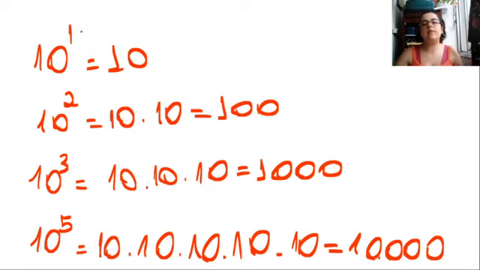Now, 10 elevated to 1 is 10. 10 elevated to the second power is 10 times 10, that's 100. 10 elevated to the third power is 10 times 10 times 10, which gives me 1000. 10 elevated to the fifth power is 10 times 10 times 10 times 10 times 10, which is 100,000. Take a look that the number that is my exponent is the quantity of zeros I have in the result. See here, we have 2 zeros, 3 zeros, 5 as exponent, and we have 5 zeros in the result, okay?